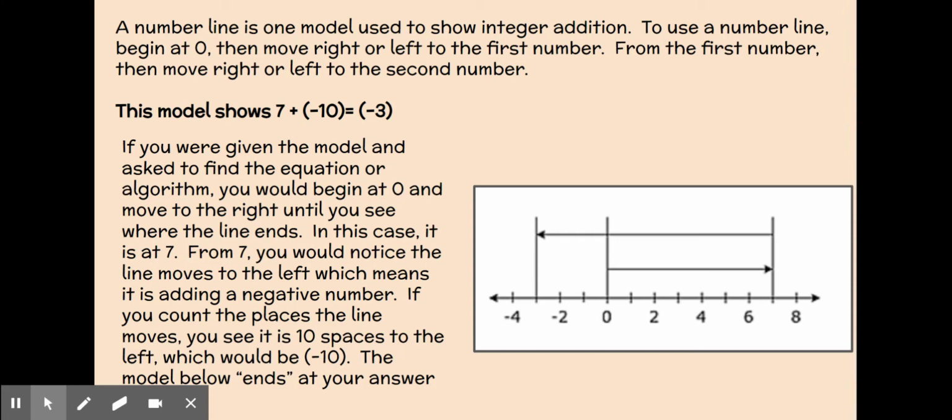Now, addition is commutative, but in this case, the model would not show negative 10 plus 7 equals negative 3. It would show 7 plus negative 10 equals negative 3.